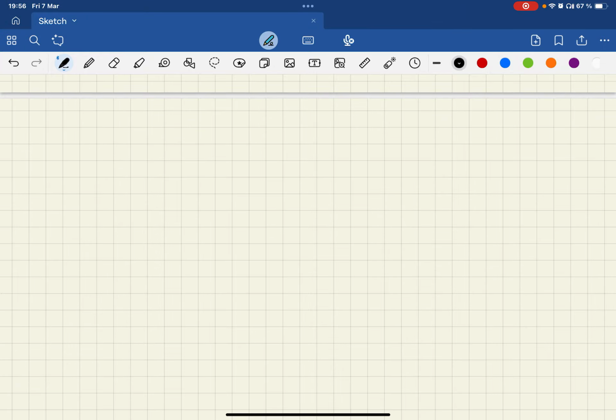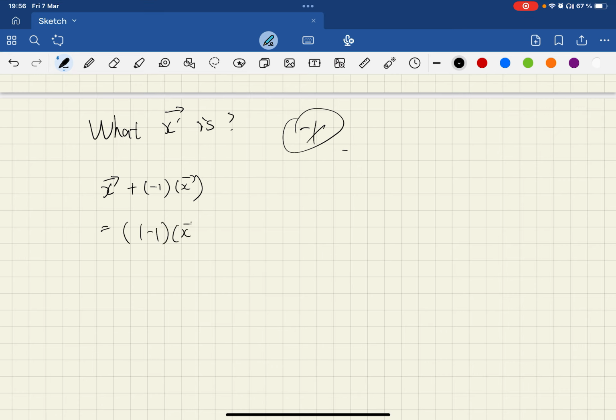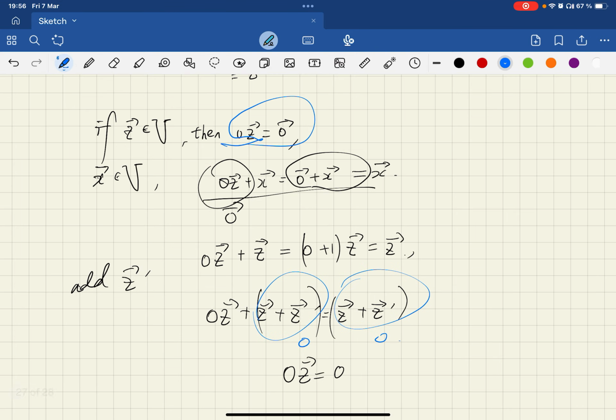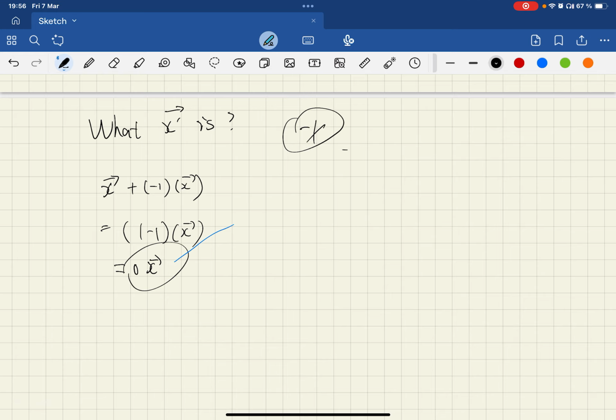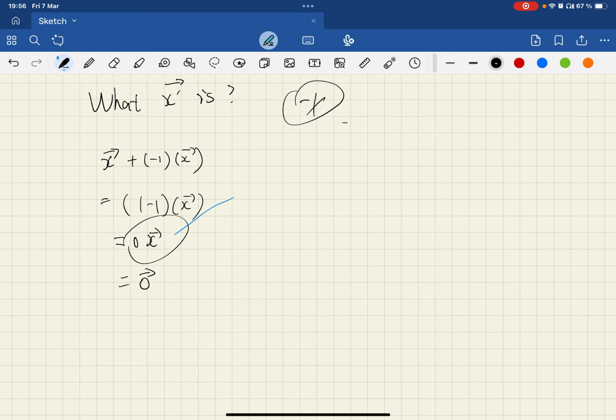And if you want to know what exactly the additive inverse is, we know that this is always negative x. So how to prove that? We just prove whether their addition is zero. So this is what we proved last time. So this also leads us to the delta vector.